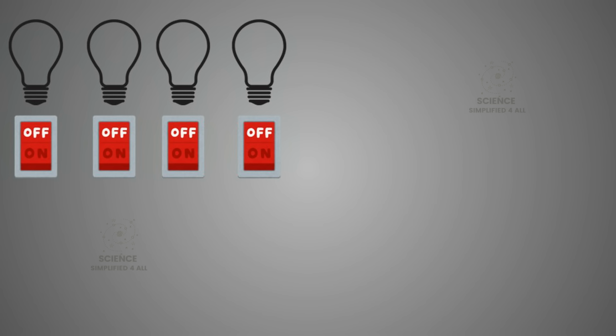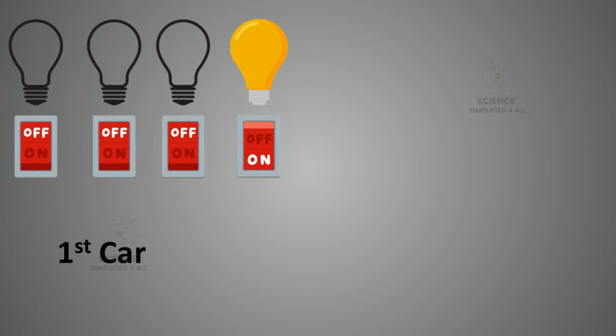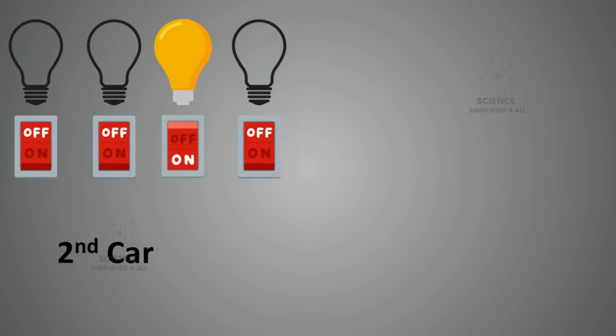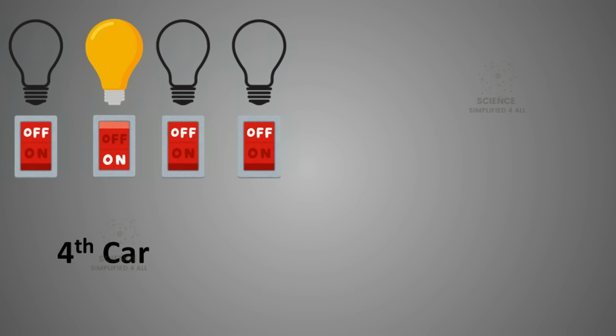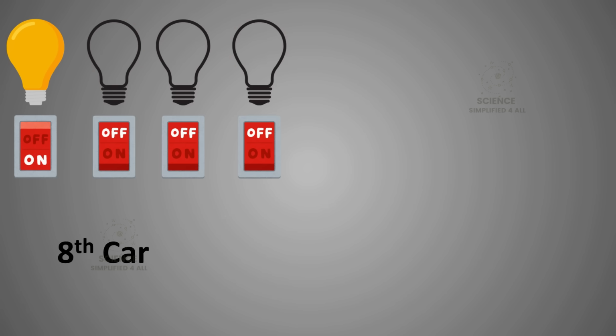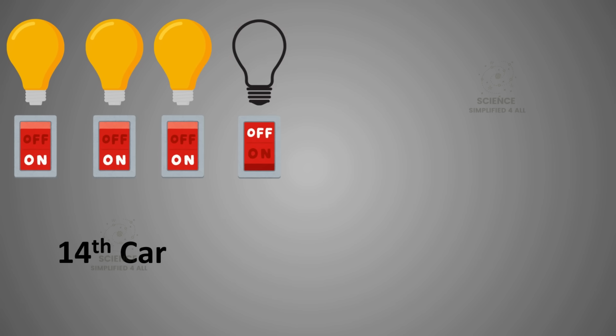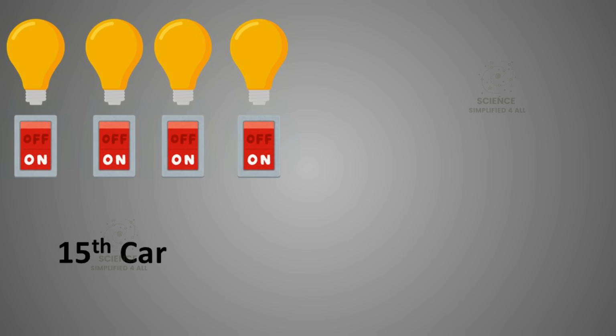When the first car goes by, you switch on the first bulb. When the second car comes, you switch off the first bulb and turn on the second. For the 3rd car, you keep the second bulb on and also turn on the first again. For the 4th car, you turn off both the first and second bulbs and turn on the 3rd bulb. For the 5th car, you keep the 3rd bulb on and switch on the first again. If you continue like this, only when the 15th car passes will all 4 bulbs be on.